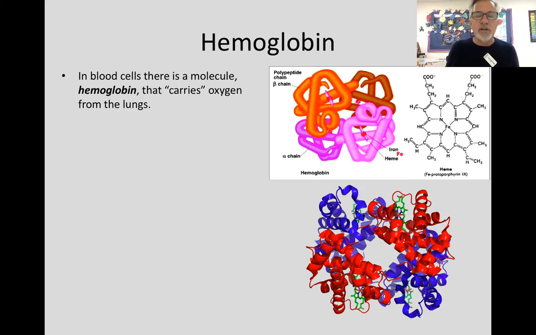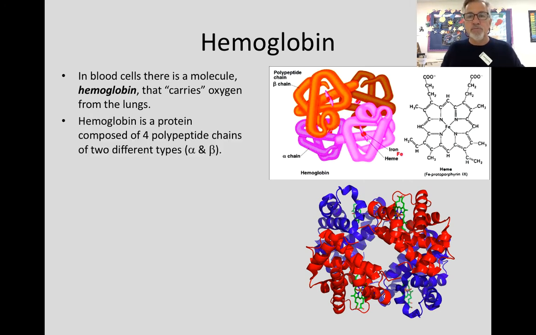In blood cells, there is a molecule called hemoglobin. It is hemoglobin that carries the oxygen from the capillaries in the lungs to the capillary beds where the cells can then use it. Hemoglobin is a protein, therefore there are genes for hemoglobin. It is composed of 4 polypeptide chains of 2 different types. They're called, cleverly, alpha and beta. And you can see here an alpha chain and a beta chain.